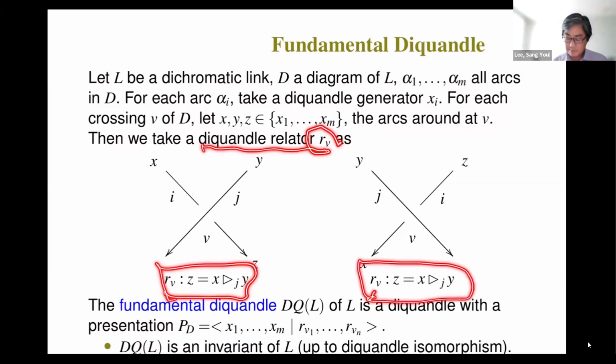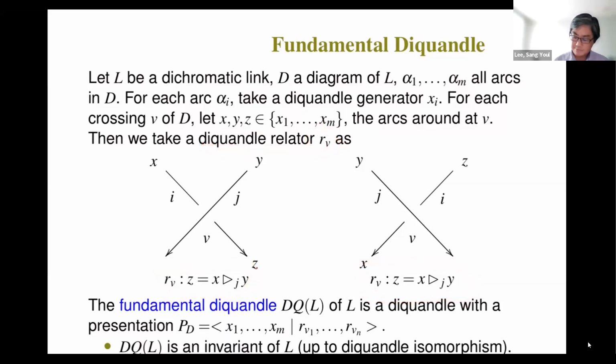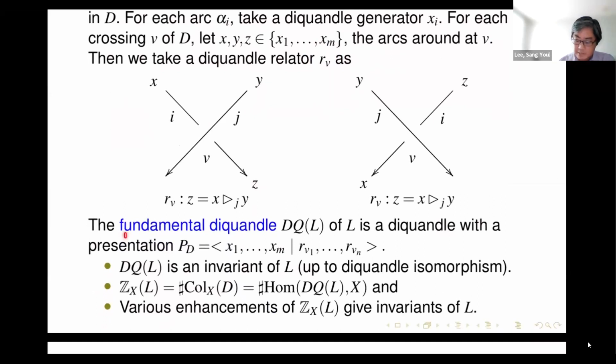Actually, this is identical to the diquandle coloring conditions. Then the fundamental diquandle of L is a diquandle with a diquandle presentation like this. Then this fundamental diquandle is an invariant of L, of course up to diquandle isomorphism. And the diquandle coloring number is equal to the number of homomorphisms from this fundamental diquandle to the given quandle X. It is a similar result to the case of classical links.